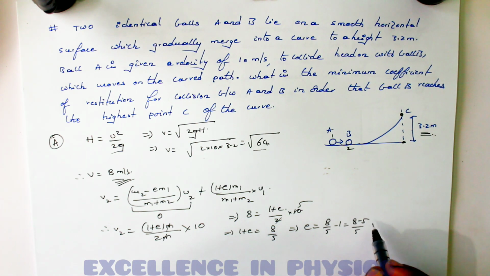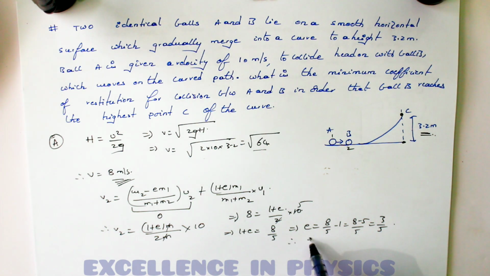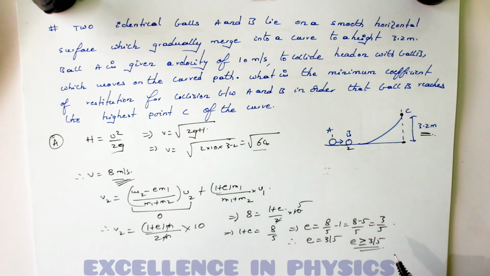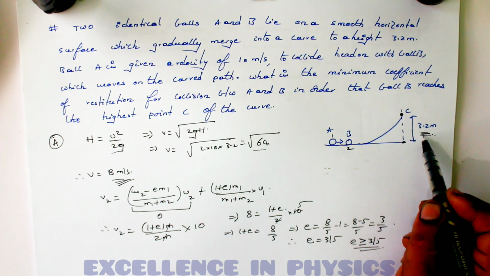So (8 minus 5) by 5 is equal to 3 by 5. So therefore the coefficient of restitution minimum should be equal to 3 by 5. Or if the E value is greater than 3 by 5, then also the body will travel to a height greater than 3.2, because we know that for elastic collision the E value continuously increases. That is, as collision approaches from inelastic to elastic collision, the E value continuously approaches unity, that is 1. So therefore E can be greater than or equal to 3 by 5, so that this ball can reach a height of 3 by 2.